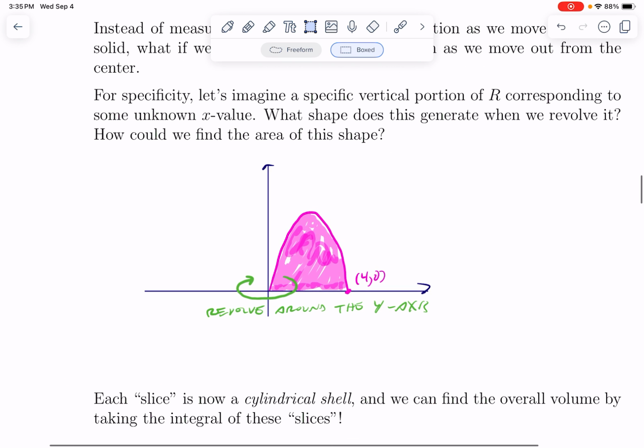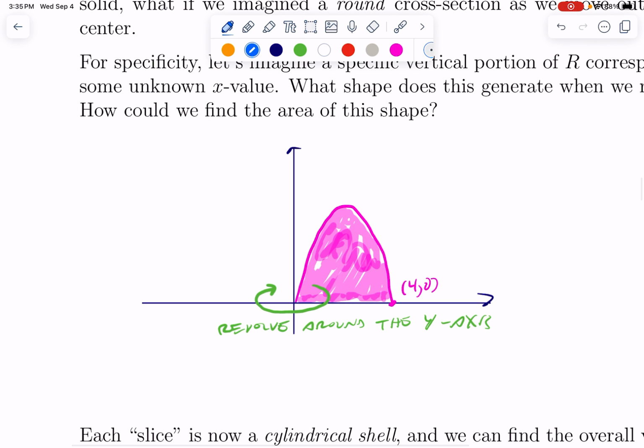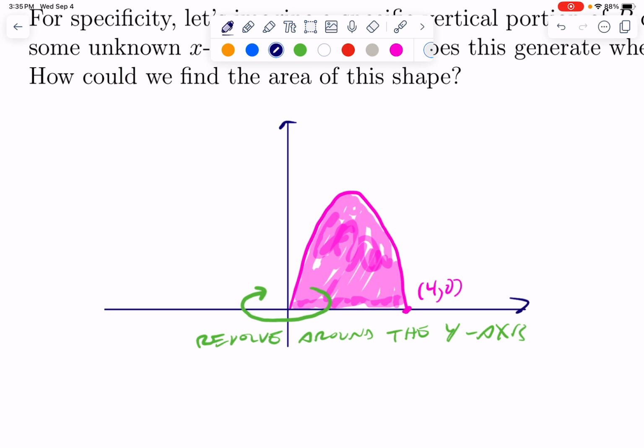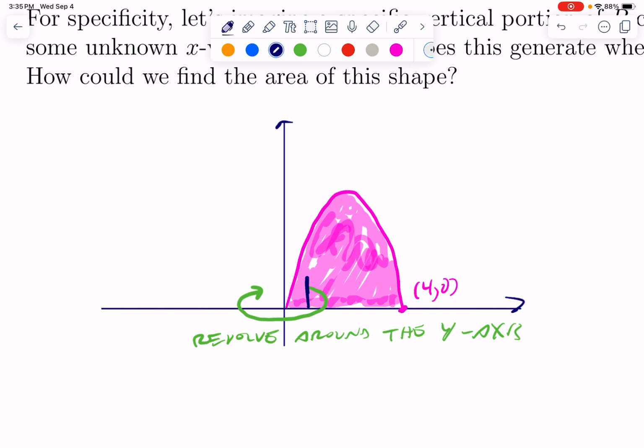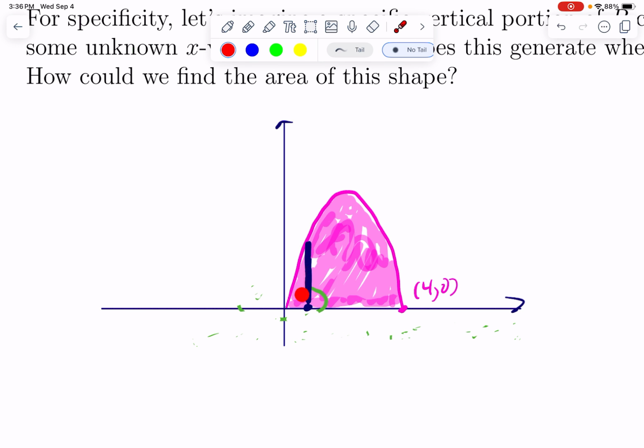And here's what I want us to do. Let's imagine just this portion here corresponding to a value of x. I actually don't like that I have this green stuff, so let me get rid of that. You may not want to copy everything I am doing because the pictures get a little complicated. So let's imagine we just take this vertical segment here and spin that around.